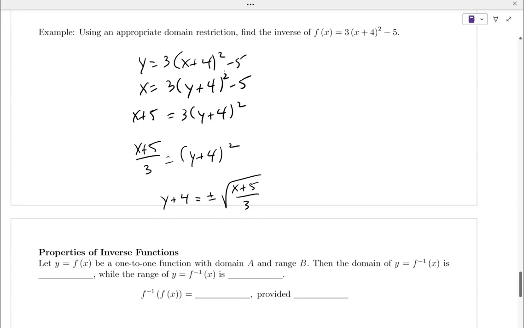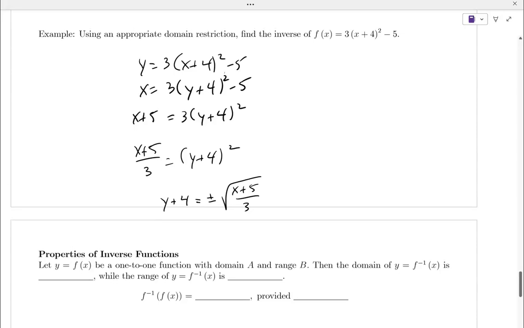Let's think about transformations as we go through here. If I had an x plus 4 quantity squared, what would that do to the graph of x squared? Move to the left by 4, right? It would shift it over to the left by 4.